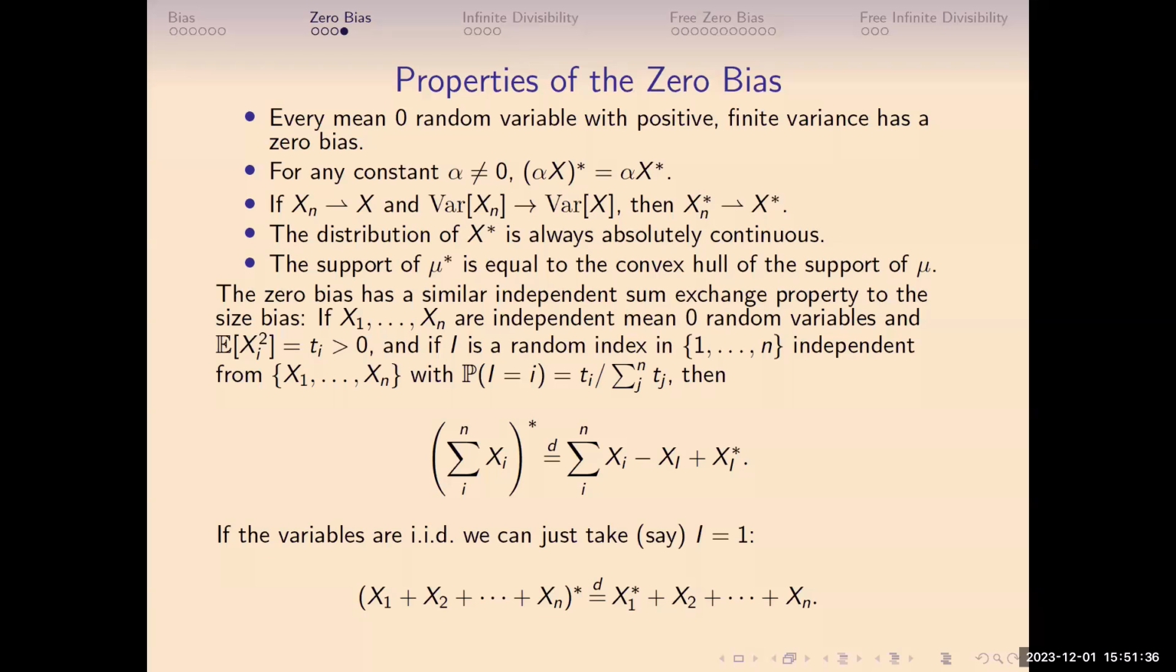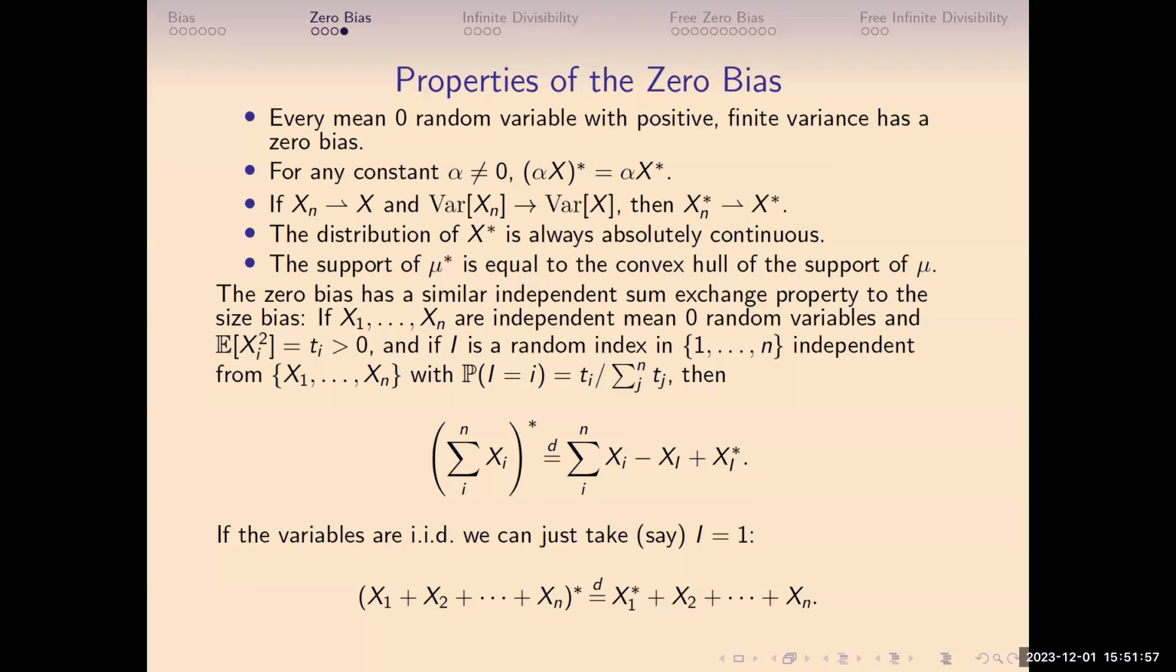It's the same, up to what you pick by and what you replace by. But just like the size bias, if you have independent mean zero random variables with finite non-zero variance, then pick one proportional to its variance and just kick that one out and replace it with its zero bias version. And that is the zero bias of the sum.